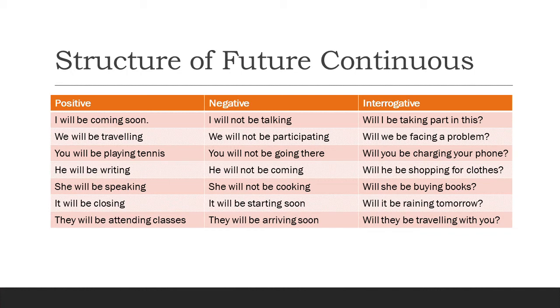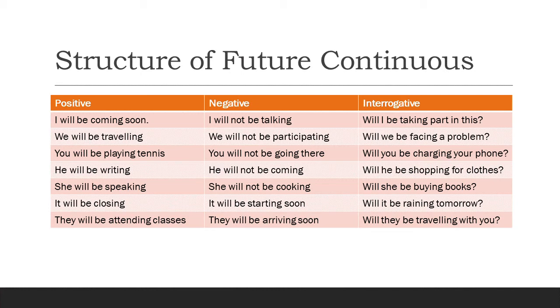With interrogative forms or question forms, you say something like, will I be taking part in this? Okay, will I be a part of this event? So this is another polite question. So will I be taking part in this? Will we be facing a problem? Okay, for example, a decision that you've taken and you're asking your friend, will we be facing a problem in the future? Right?